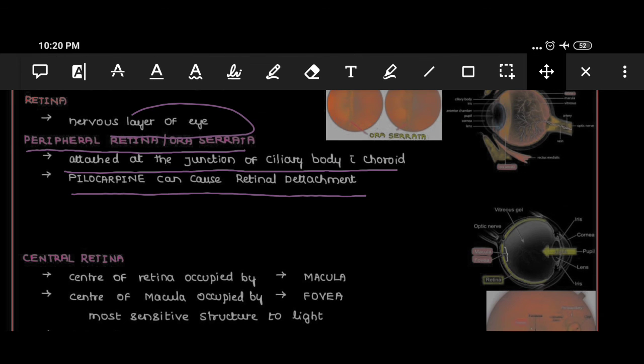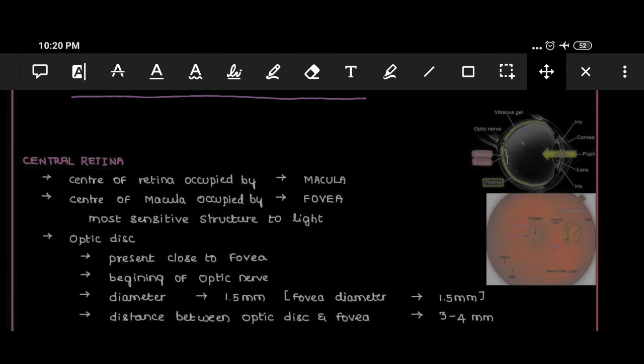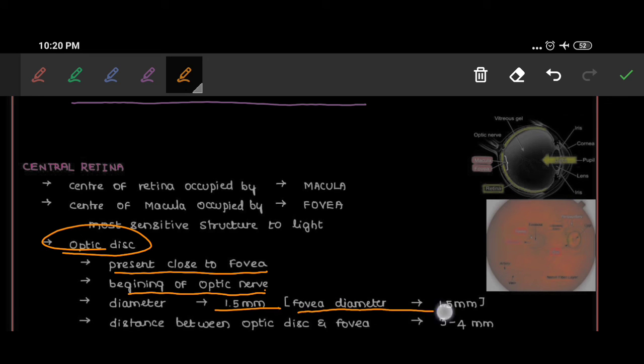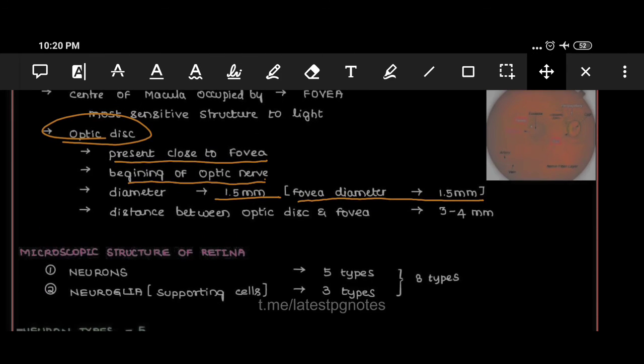The center of the retina, as I have told you earlier, is known as the macula, and the center of the macula is known as the fovea, the structure most sensitive to light. The optic disc is present close to the fovea and is the beginning of the optic nerve. Its diameter is 1.5 mm, which is equal to the fovea's diameter, and the distance between the optic disc and the fovea is 3 to 4 mm.